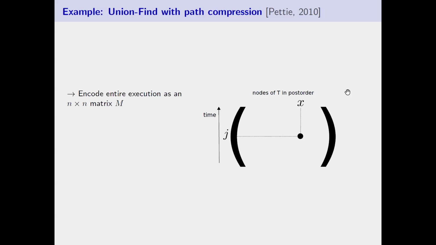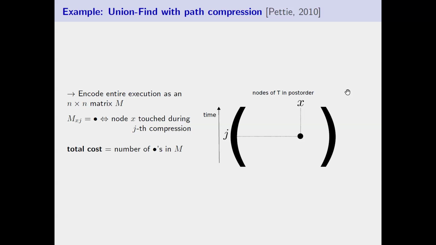How does that look? On the rows, we put the time, so the different operations, and on the columns, I put the nodes of this tree in some order, in the post order of this tree. And then at an entry (x, j) of the matrix, I put a dot exactly if that node x was touched during the jth path compression. So for every node which is touched, I put a dot in this matrix.